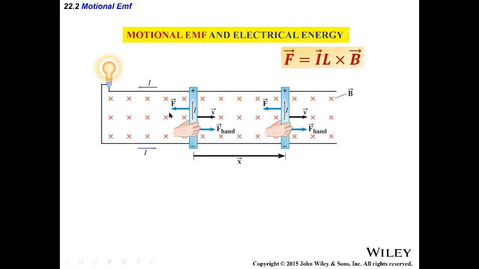And this force, we already learned in chapter 21, is I L cross B. And I is upward, cross the magnetic field into the board, is to the left. All right. And now you can see, therefore, you exert a force by hand, the field exerts a force backward.